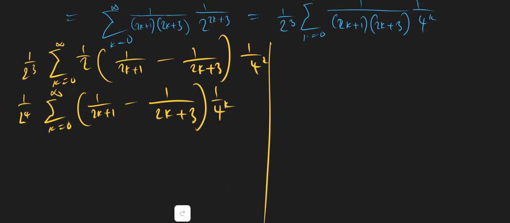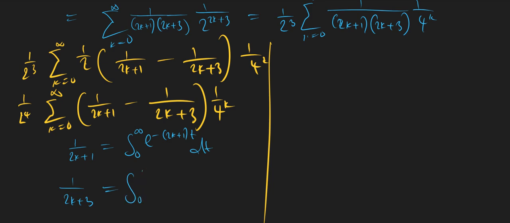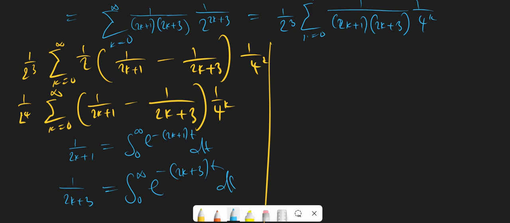Now recall an interesting fact that we know. That fact is that the expression 1 over 2k plus 1 equals the integral from 0 to infinity of e to the negative 2k plus 1 t dt. And also 1 over 2k plus 3 equals the integral from 0 to infinity of e to the negative 2k plus 3 t dt. So we have this in terms of integrals now.